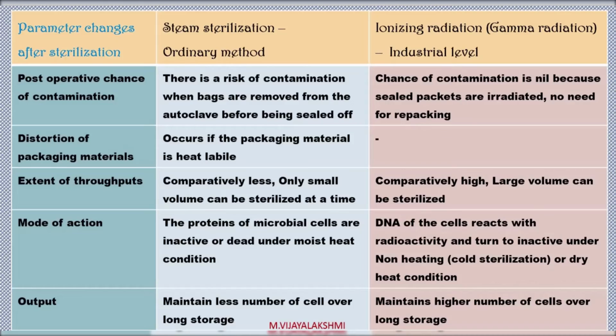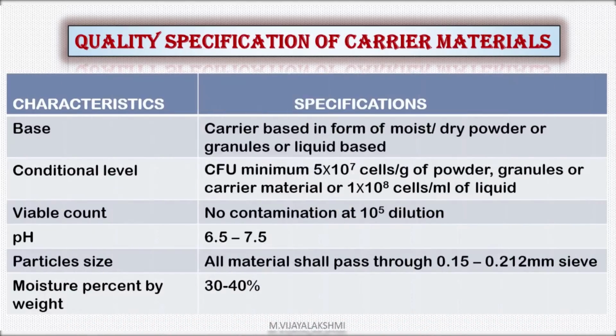This slide is about quality specification. There are many characteristic specifications followed before and after sterilization. Before sterilization, you should check the form of the base. This is nothing but the carrier. It may be in the form of a powder or a liquid base. Suppose it is a powder form, for example rice husk ash, it must be moistened with water. After sterilization, we should follow the remaining tests.